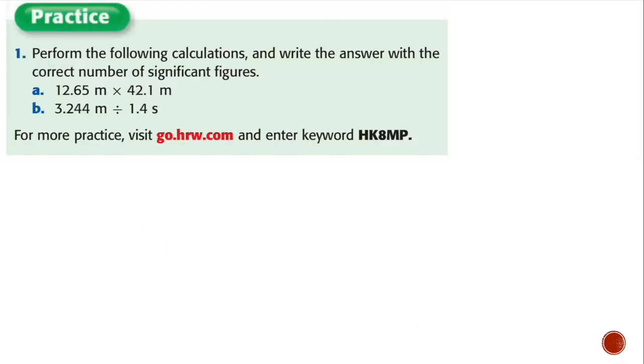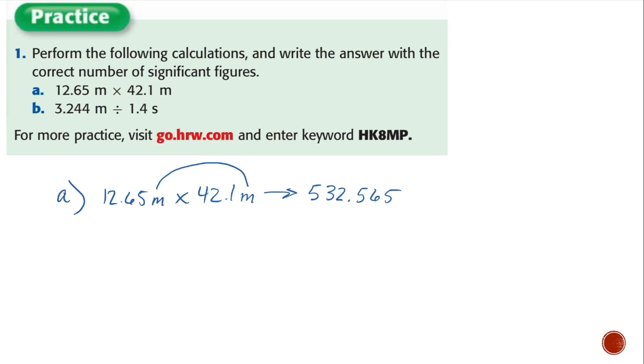Let's do one more set of practice problems with multiplication and division, and then we'll practice a little bit of addition and subtraction. So in A, we have multiplication again, 12.65 meters times 42.1 meters. First thing we do is we multiply this in our calculator and we get a calculator answer, 532.565. Meters times meters equals meters squared.